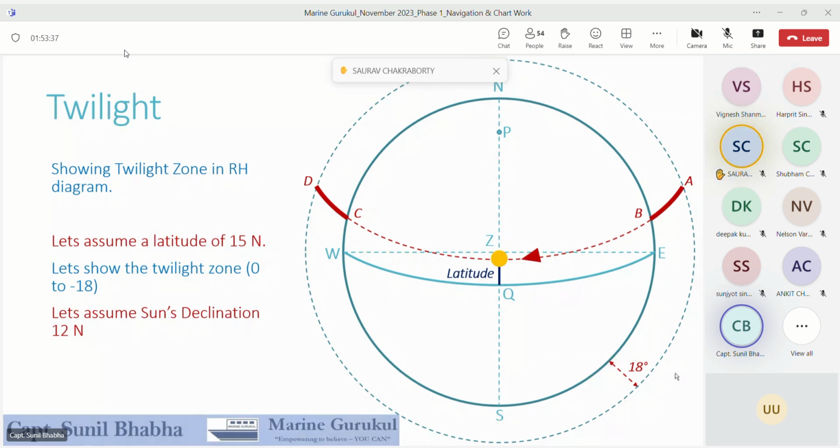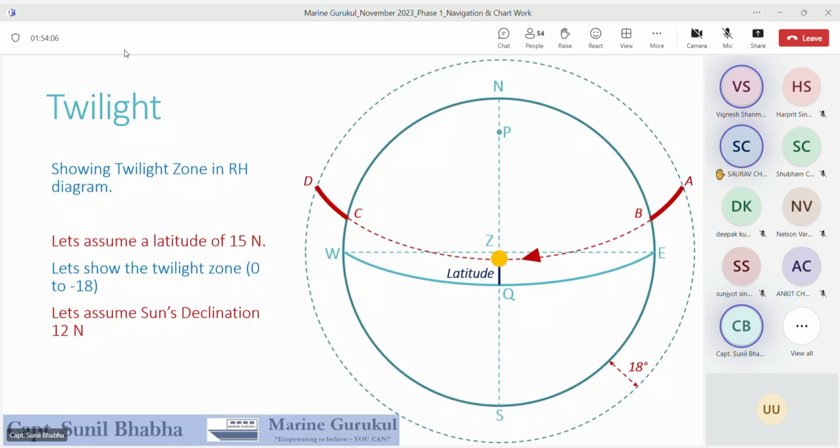Beta, I said that if in any question they give you a question related to civil twilight, then this belt would be 6 degrees wide, because civil twilight is from 0 to -6, right? Right. If they ask you about civil twilight, the belt will be 6 degrees. If they ask you about nautical twilight, the belt would be 12 degrees.